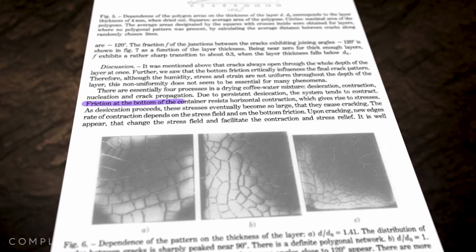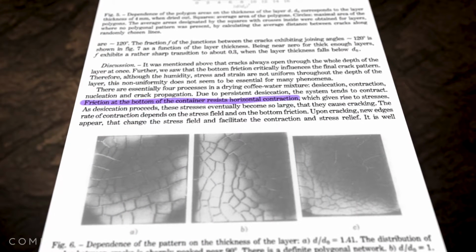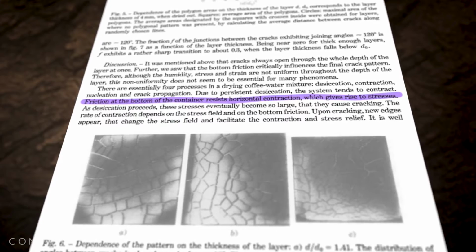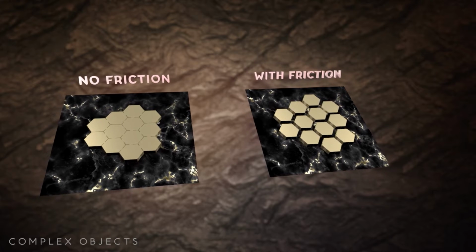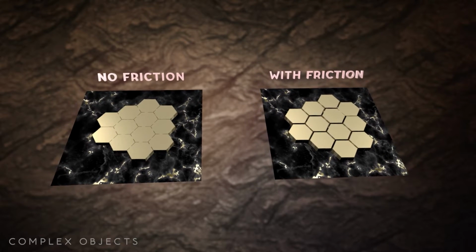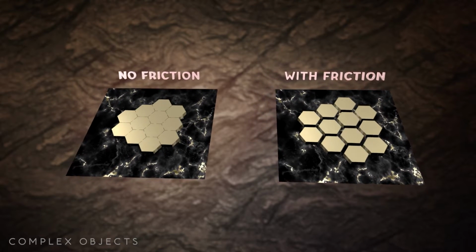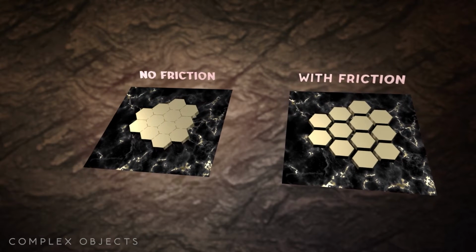The paper explained it like this. Friction at the bottom of the container resists horizontal contraction, which gives rise to stresses. These inner stresses are relieved by cracking. The underlying surface plays a huge role in why cracks form. If there were no friction, there would be nothing to hold it back from just uniformly scaling down. Friction causes it to pull itself apart.